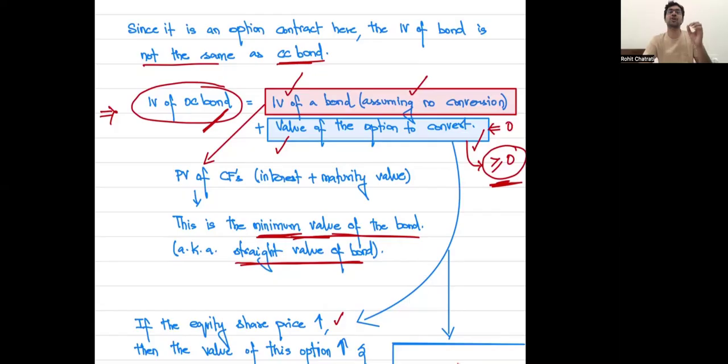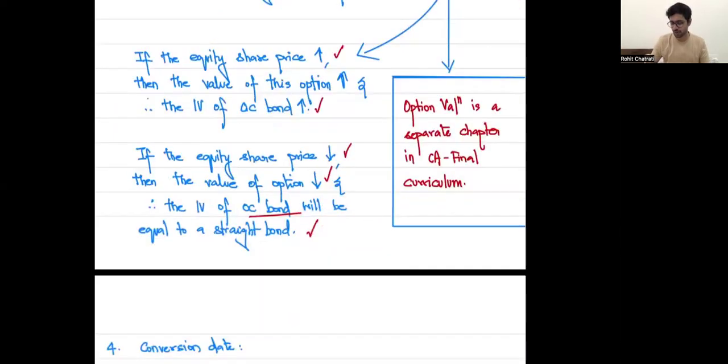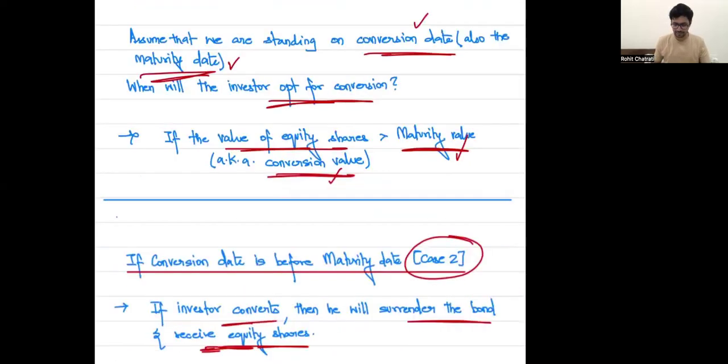The value of the option contract can at most be 0. At the least that the value of the option contract can go down is 0, and therefore automatically the market value of a convertible bond should be at least equal to the market value of the straight bond.